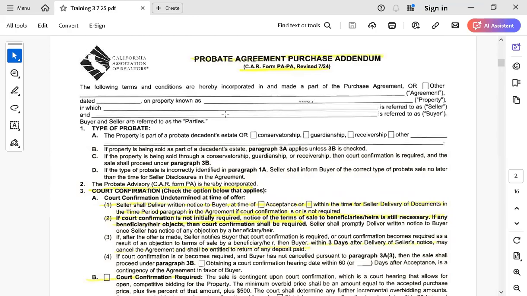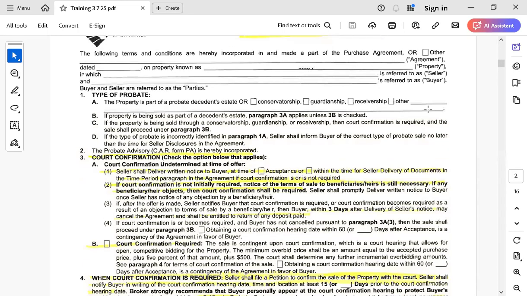So you're going to fill out all of the top. If you're making an offer, you will need help from the listing agent. Maybe they've drafted a probate purchase addendum so that you know what's going on with the property. So court confirmation, check below.